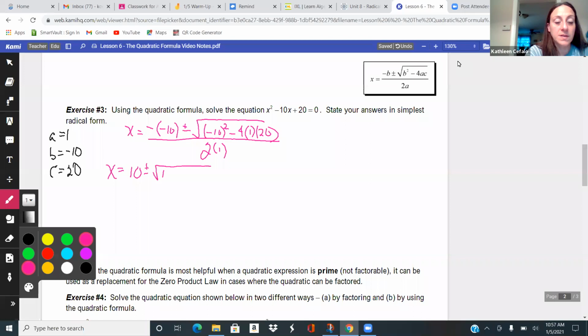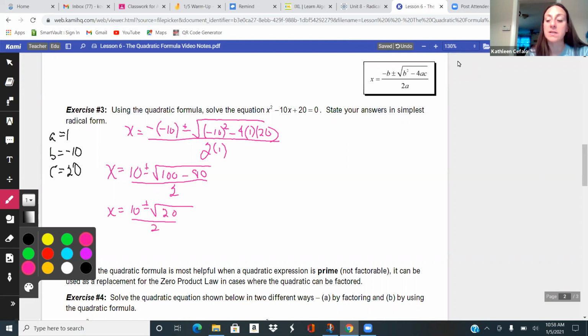Negative 10 squared is 100. I have 4 times 1 times 20. So that's going to be a negative 80 all over 2. Okay, so next we're going to simplify under the radical. So I have 10 plus and minus radical, 100 minus 80, I get 20 all over 2.